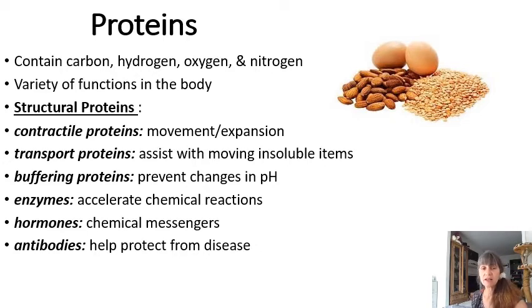Proteins are also able to help as chemical messengers. There are proteins that act as hormones, as well as lipids that act as hormones. Proteins can act as antibodies to help protect us against diseases. And all enzymes are proteins. Not all proteins are enzymes, but all enzymes are proteins.